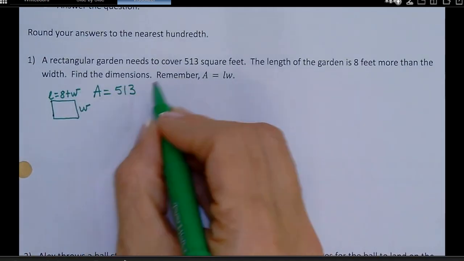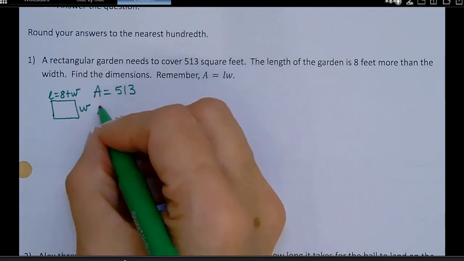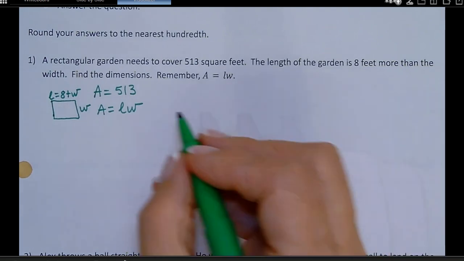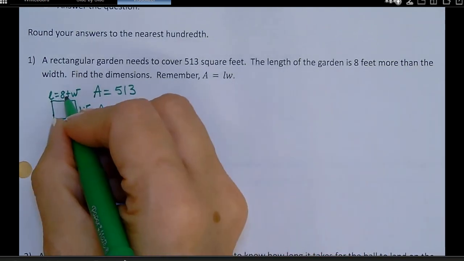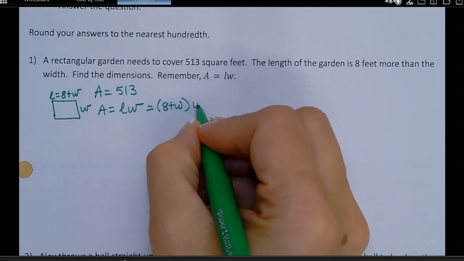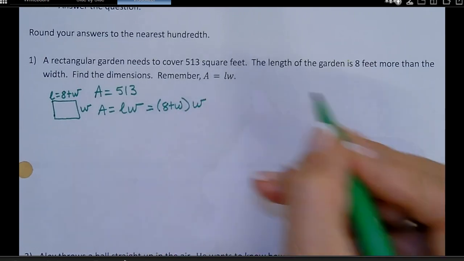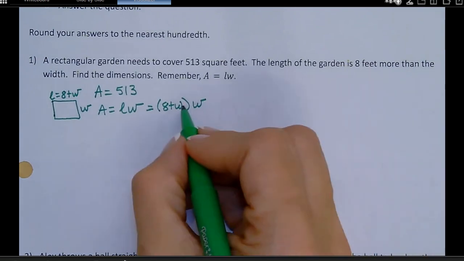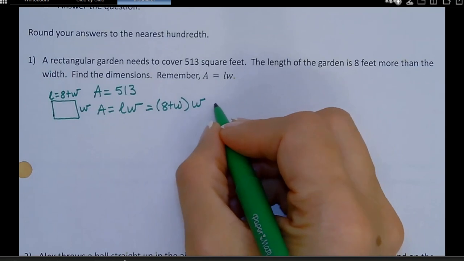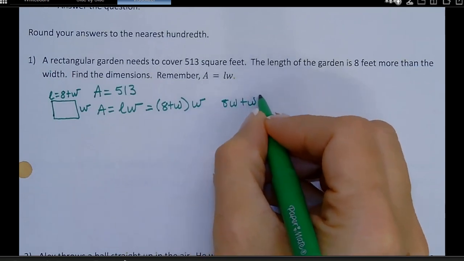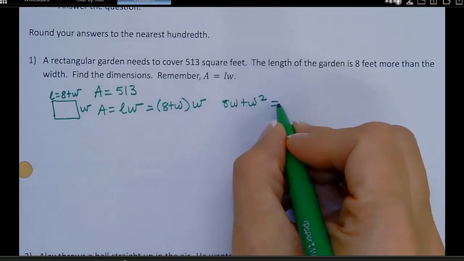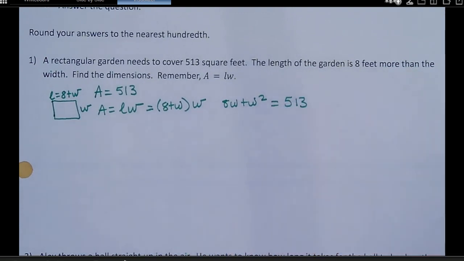So I know the area is going to cover 513 square feet, but I also know area is length times width. That's our general formula. But I also know that my length is 8 plus w. So I'm going to write this as 8 plus w times w, right? Length is 8 plus w. I'm just substituting. So I see that I'm going to end up with a quadratic right here. I know 8w plus w squared, I just distributed that, is my area, and I know area equals 513. Well, I'm nearly there.